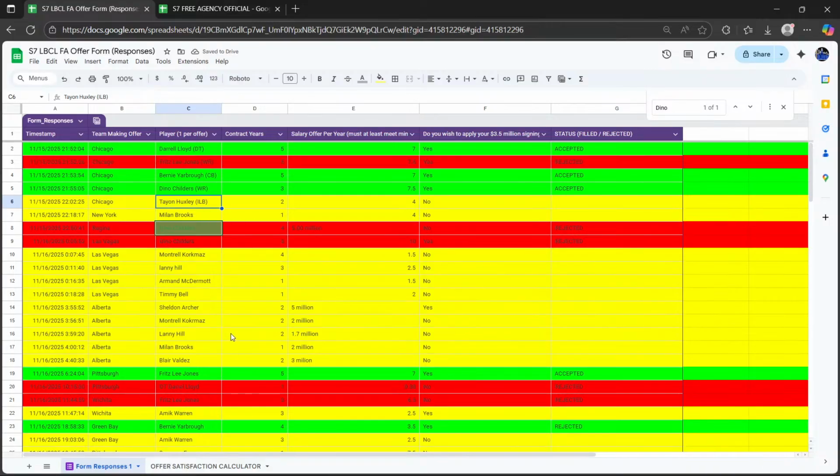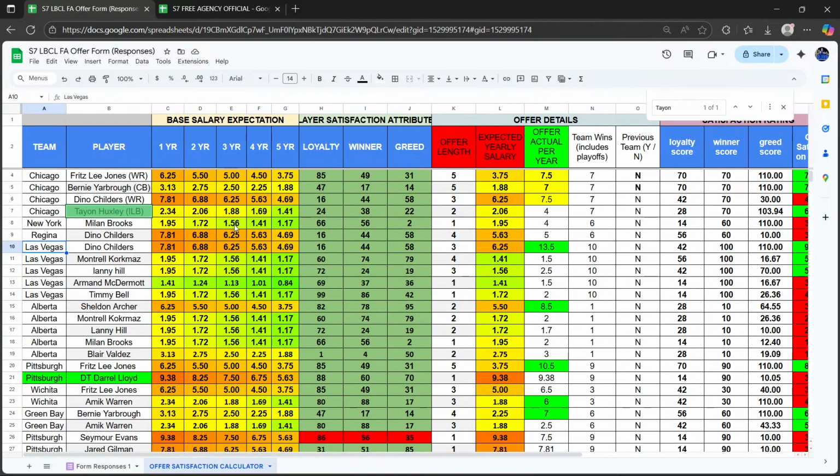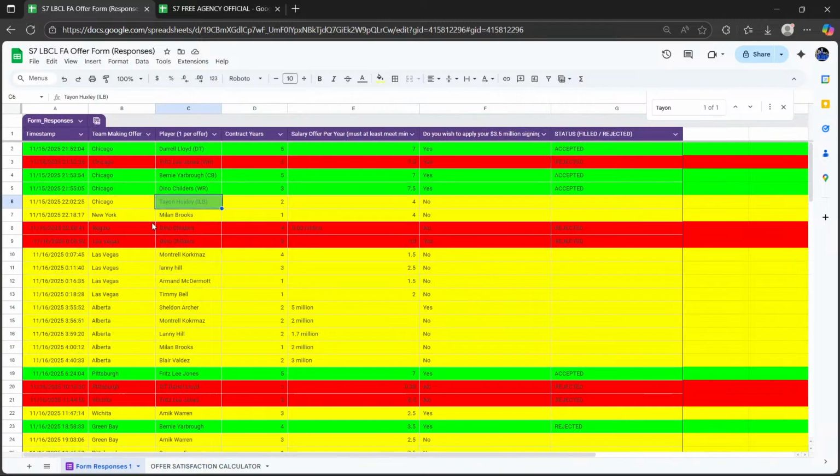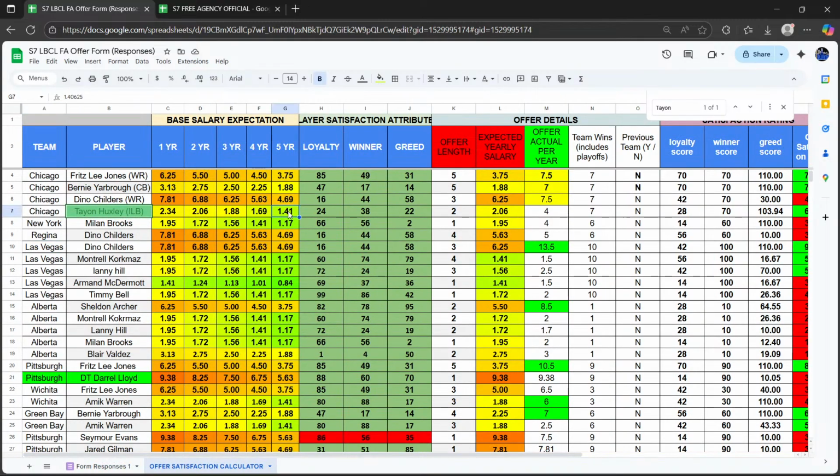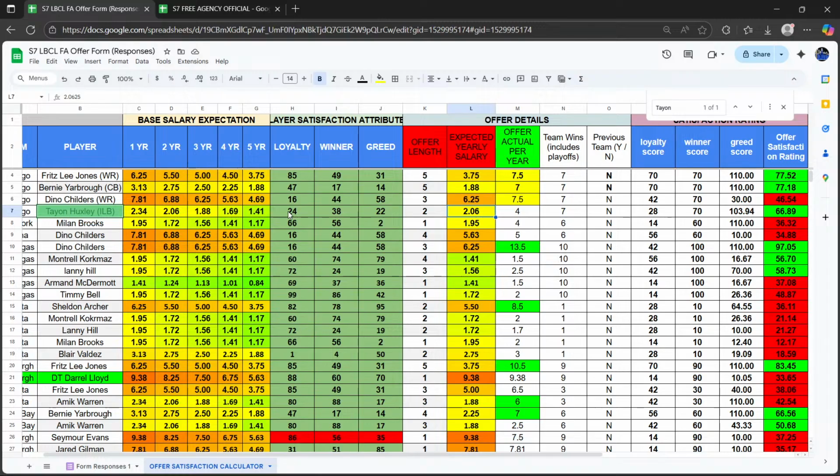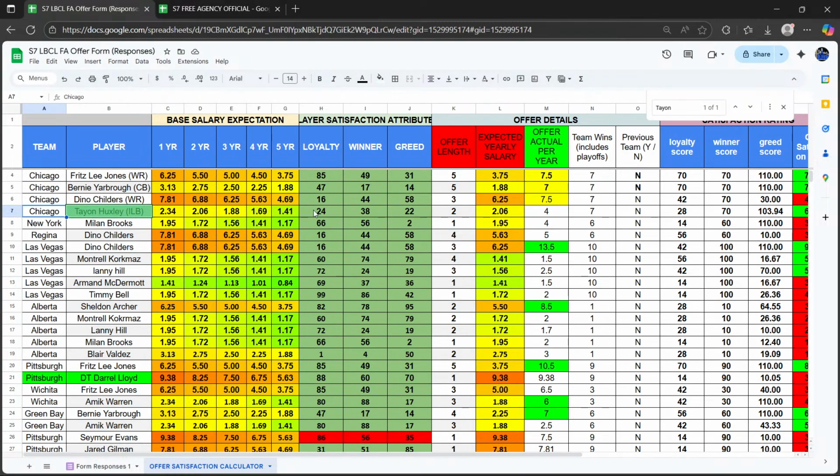All right, Chicago. Tayon Huxley, as far as I know, I'm the only person who offered on him. So I get Huxley because of his satisfaction rating for the contract, which was 2 years, 4 million. He was hoping for 2 million at that, so I doubled up on his salary. Players are going to get easier to sign next round because their expected salaries drop by 25%, which means that offers that didn't work this round might work next round. So if you were close, you might not have to move much.